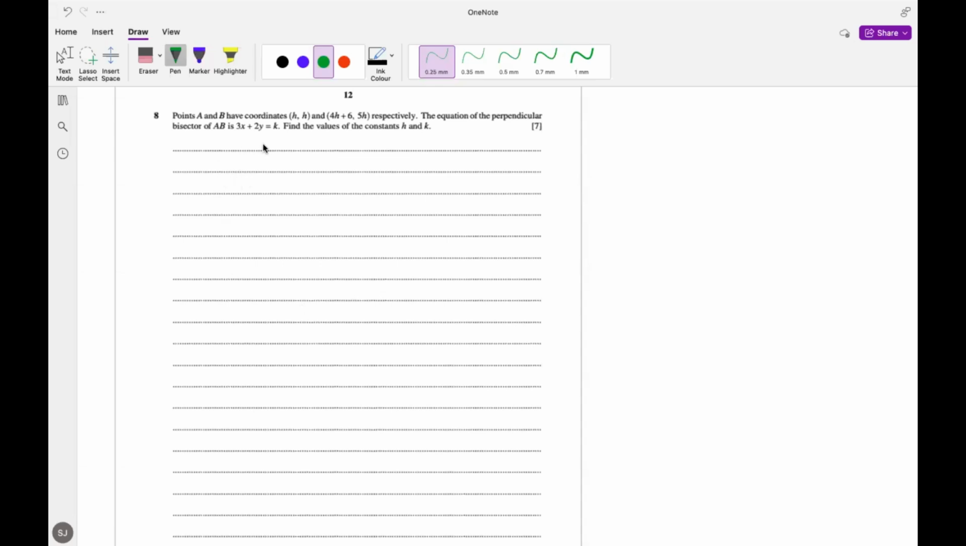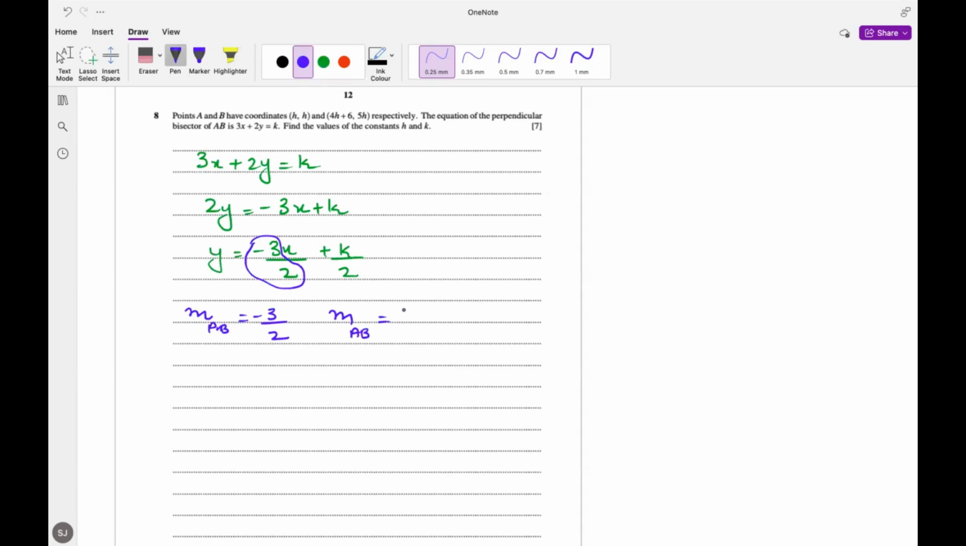In question 8, we have 2 points A and B, which have coordinates (h, h) and (4h plus 6, 5h). The equation of the perpendicular bisector of AB is 3x plus 2y equals k. Now, we can rearrange it to write 2y equals minus 3x plus k, and then dividing by 2 on the right hand side, we get y equals minus 3x upon 2 plus k upon 2. Now looking at the equation, we can see that the gradient of the perpendicular bisector will be minus 3 upon 2. So the gradient of AB will be the negative reciprocal, which is positive 2 upon 3.